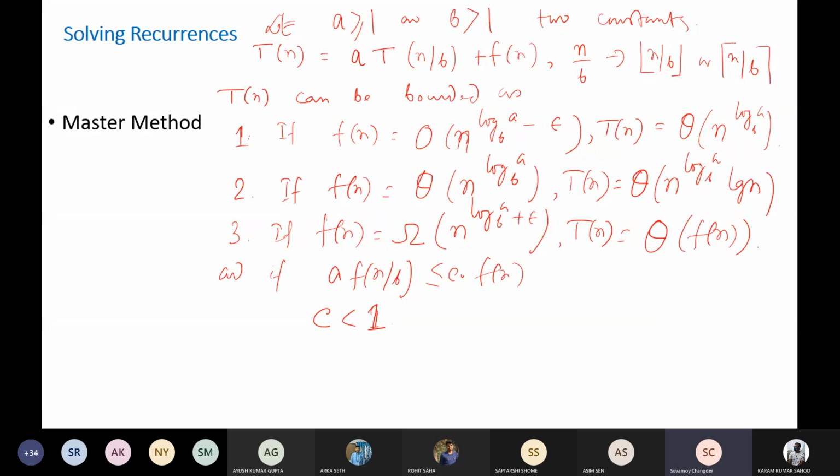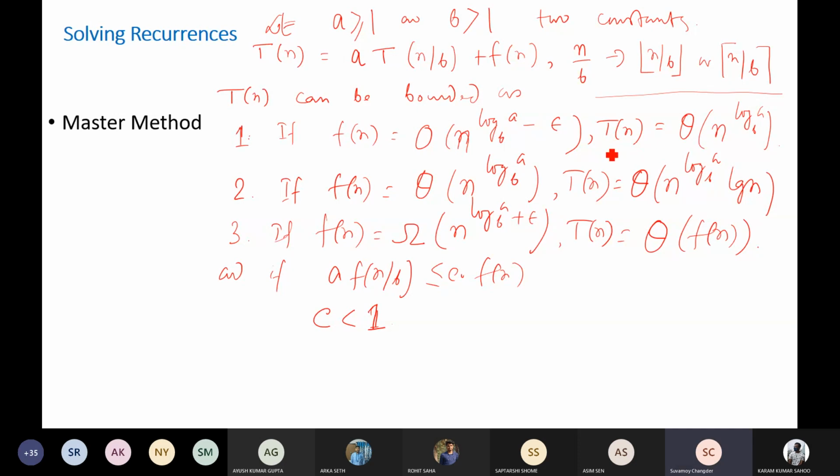So let us repeat the master method again. The master method says that let a greater than or equal to 1 and b greater than 1 be two constants, and if T(n) can be represented as a T(n/b) + f(n), where n/b is either the floor value or the ceiling value of n/b, then T(n) can be bounded as: number 1, f(n) = O(n^(log_b a - epsilon)).